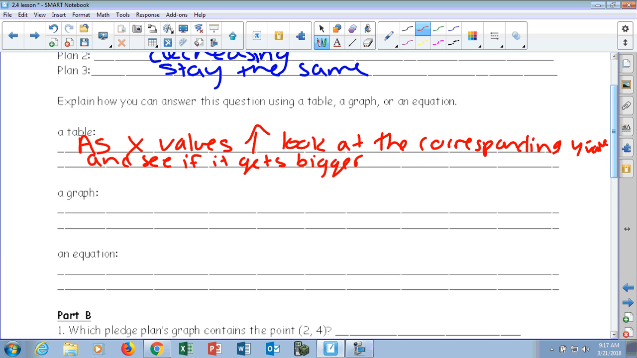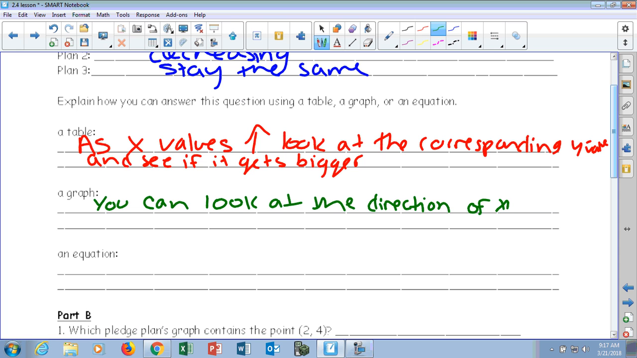Looking at a graph now. We basically did that already. Now we just want to explain it, Joey. How do we answer that question looking at a graph? Where the line starts and where it ends? Yeah. So it's basically more about looking at the direction of the line, would you say? Yeah. So we can say that you can look at the direction of the line.